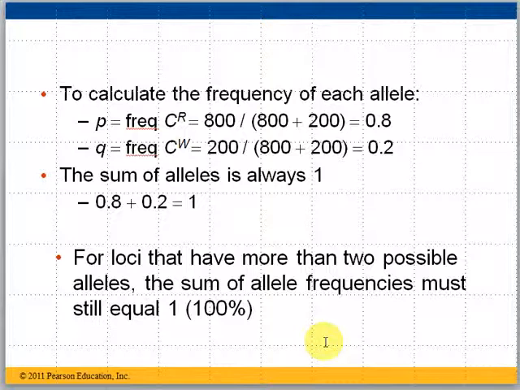For loci that have more than 2 possible alleles, which we're not really going to look at, it works the same way. If you're talking about a particular locus that has 3 or 4 alleles, the sum of the allele frequencies still has to equal 1 or 100%. So it works the same way, just a bit more complicated, with a few more numbers to write down. Alright, so let's put some of these numbers to work.